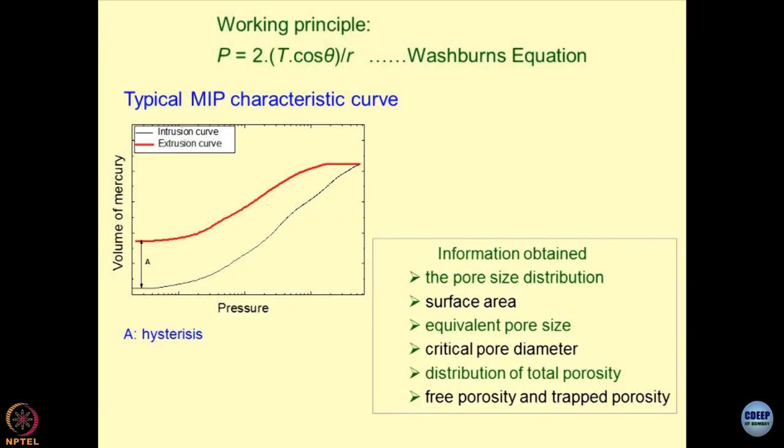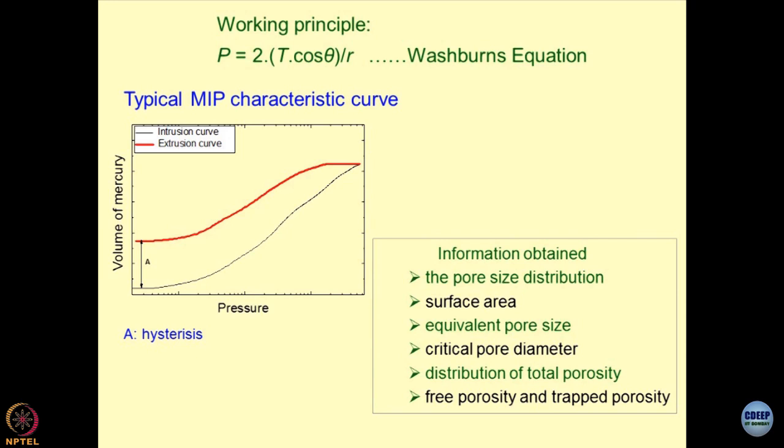Of course, the limitations which you have talked about are valid. The working principle is based on Washburn's equation, which you must have studied: 2T cos theta upon R is equal to the pressure. So, this is the pressure which is being applied onto the sample, and R is the radius of the pores, T is the surface tension and theta is the contact angle.